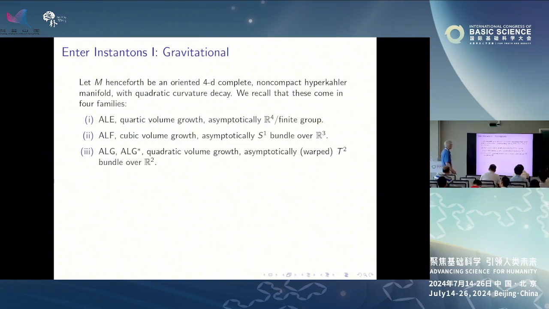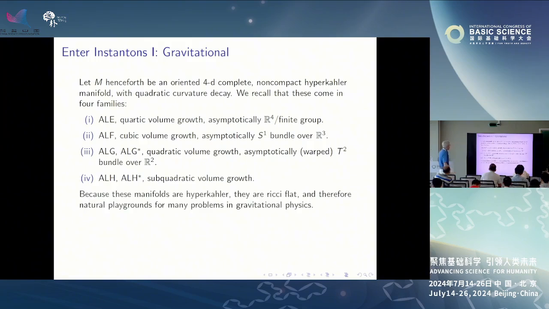Next, for completeness, I'll add the two collections I won't talk about. They're the ALG and ALG* instantons, and ALH and ALH* instantons. Now those I don't think stand for anything. People just liked E and F. They figured G came next. And so they have quadratic volume growth, and they're asymptotically warped T^2 bundles over R^2. The quotients are the same. And finally, ALH and ALH* are gravitational instantons with subquadratic volume growth.